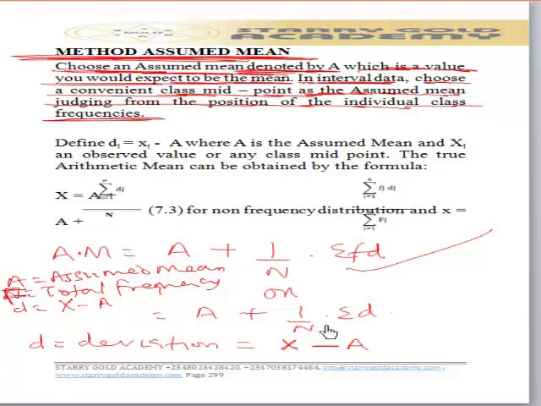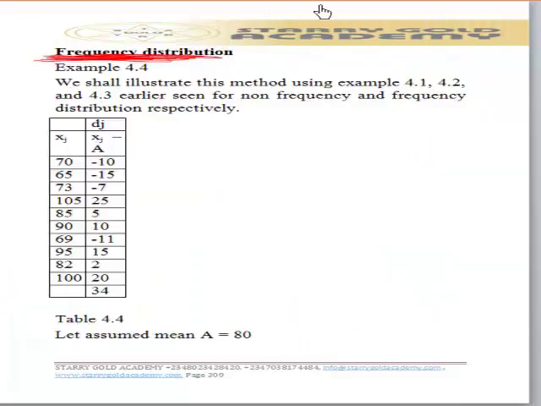But if it is without frequency, then the mean is equal to A plus 1 over n summation D. The D still represents x minus A, and A is our assumed mean, and n is still the total frequency, or F as the case may be. So let's look at this example here. We shall illustrate this method using examples 4.1, 4.2, and 4.3, for non-frequency and frequency distribution respectively.